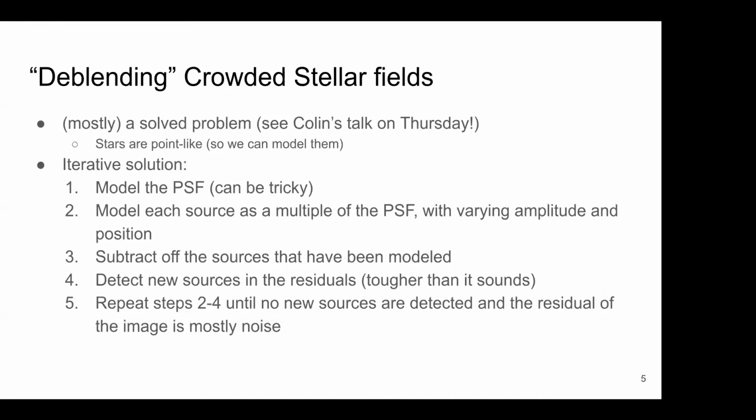And so that means we can model them. And that model is essentially the model of the PSF. So essentially we can have an iterative solution where we model the PSF. We model each source as some multiple of the PSF with varying amplitudes and position. We can subtract the sources that we've already modeled, and then we can look at the residuals and detect new sources. Again, modeling the PSF can be tricky, and figuring out exactly how to do detection on residuals is a little bit tougher than it sounds. But compared to galaxy deblending, this is a much easier problem.